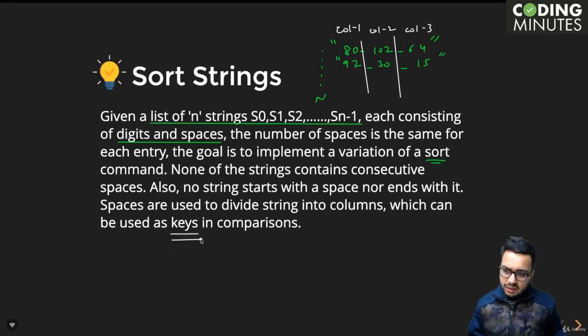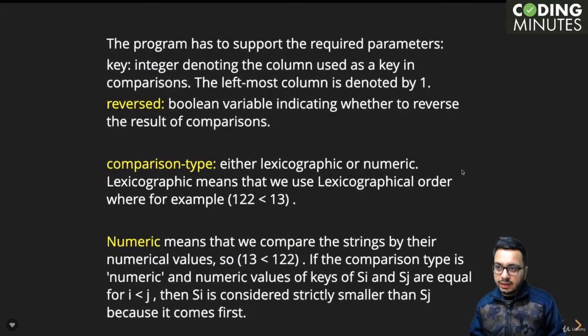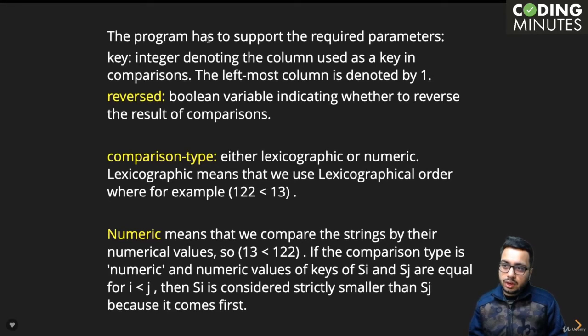These columns can be used as keys in the comparisons. So basically the question could be, you need to sort these rows according to this column, and the column will be given in the question. So the question is not yet complete, so we will see more constraints in the next slide. The program has to support the required parameters. So some more inputs are being given to the question, right?